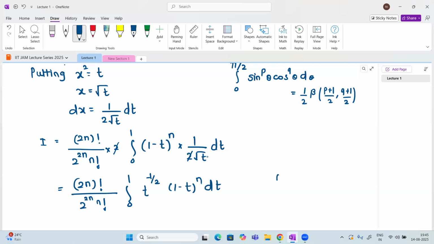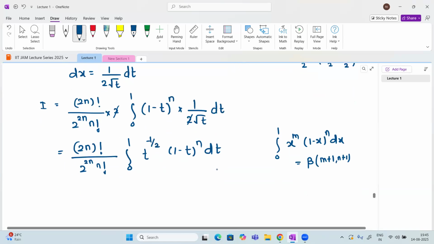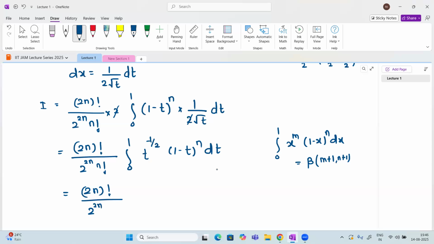So now use the definition of beta function. I'm writing it here again. The integral of x raised to m, 1 minus x raised to n, is equal to beta of m plus 1, n plus 1. Now use this definition and tell me what I should write here. Beta of 1 by 2, n plus 1. That's it. So this is our answer.